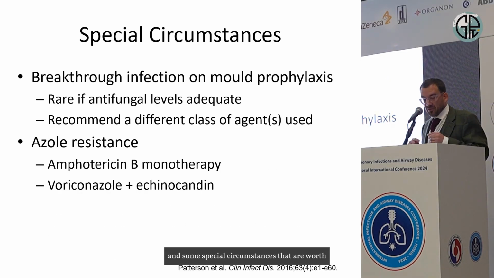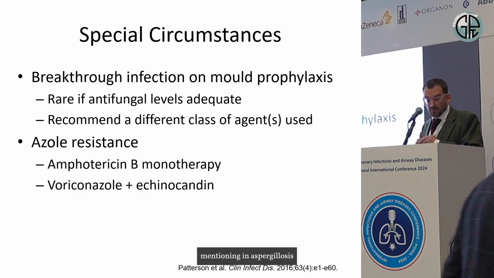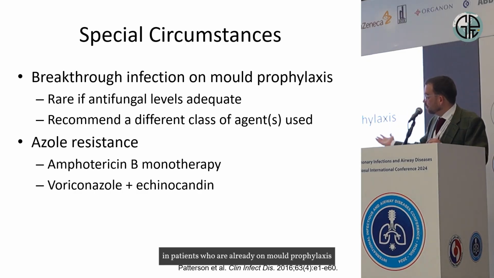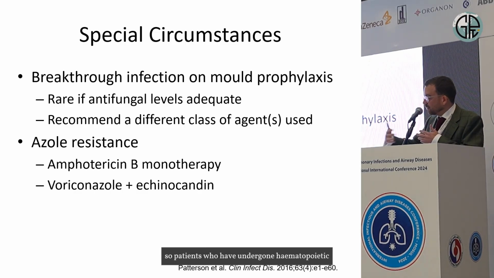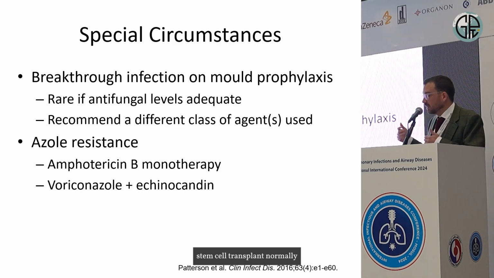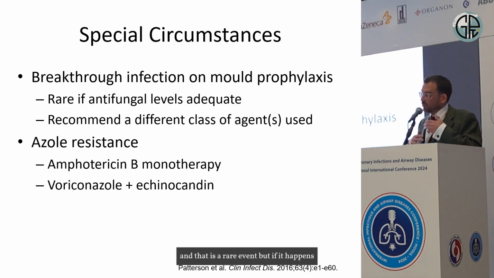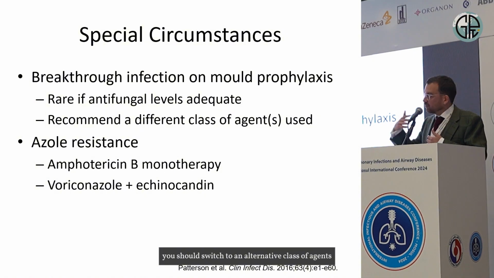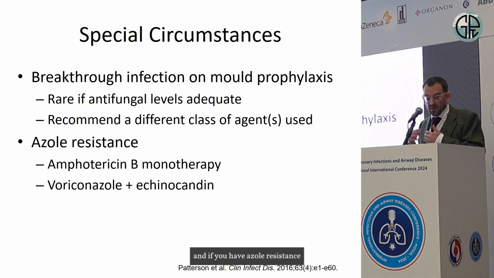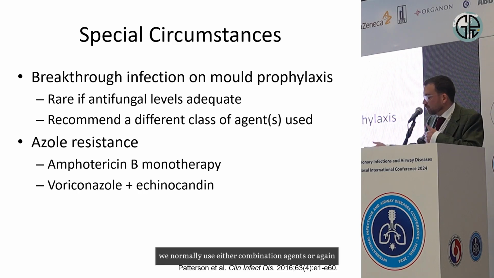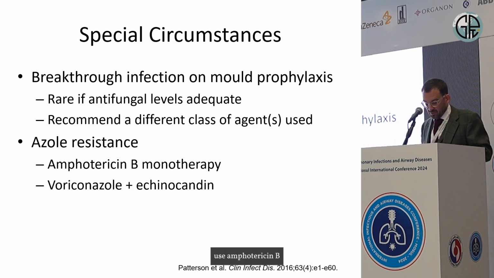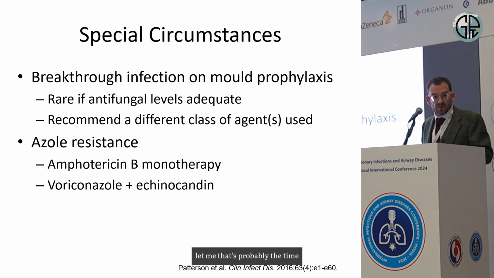And some special circumstances that are worth mentioning in aspergillosis: breakthrough infection in patients who are already on mold prophylaxis, so patients who have undergone hematopoietic stem cell transplant. Normally, that is a rare event, but if it happens, you should switch to an alternative class of agents, particularly amphotericin B. And if you have azole resistance, we normally use either combination agents or, again, amphotericin B.